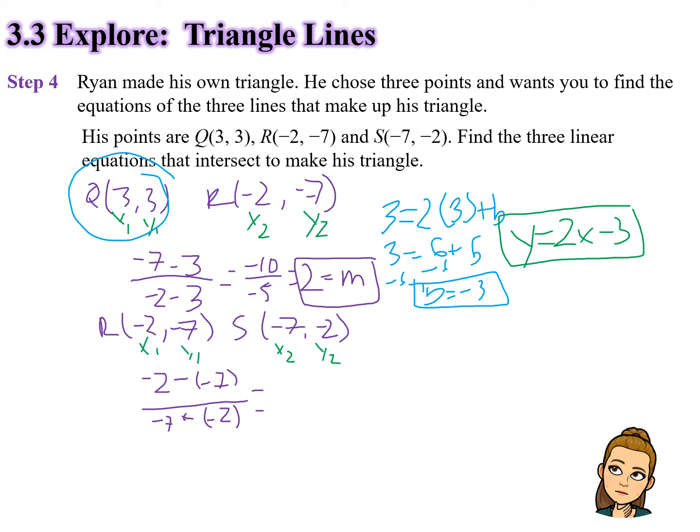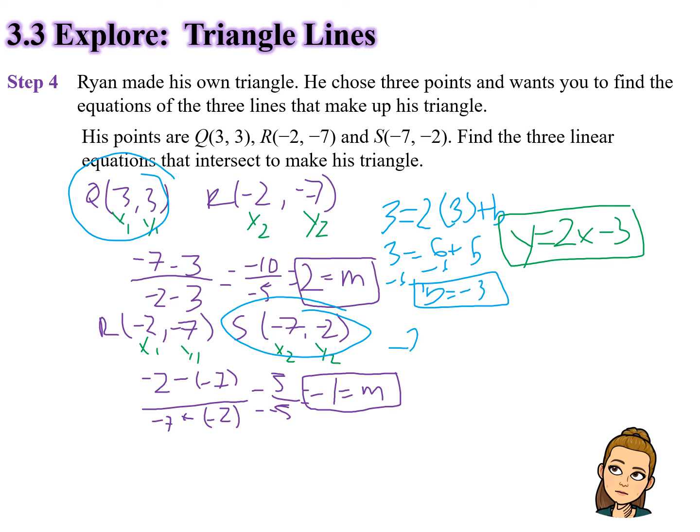Well, -2 minus -7 is the same as -2 plus 7, so I get 5. -7 minus a -2 is the same thing as -7 plus 2, so I get -5. When I simplify 5 over -5, I find out that my slope is equal to -1. Now I'm going to go back and take my slope and one point, and it doesn't matter which point. I'm going to use S this time.